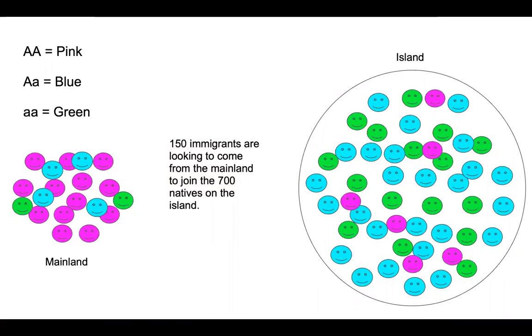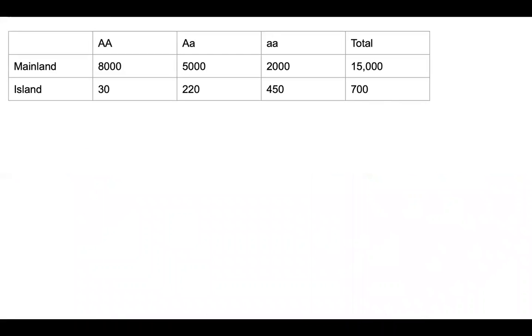So 150 turtles are looking to come over from the mainland to join the 700 turtles that are on the island, just because obviously there's less population on the island, so more vegetation to eat. So here are my genotypic numbers for the individuals.